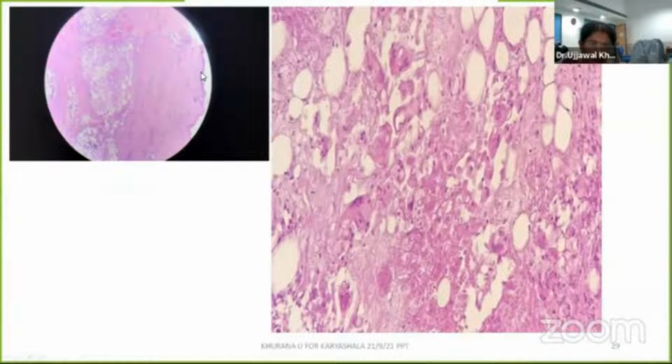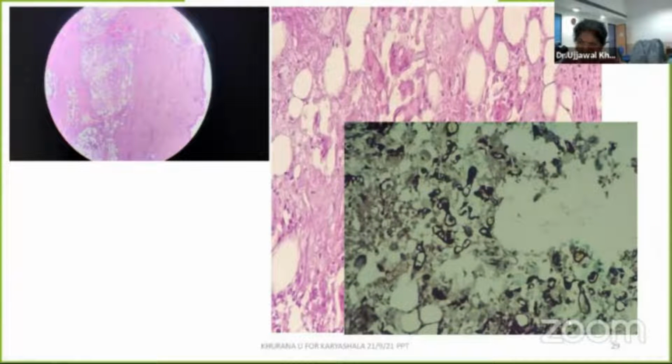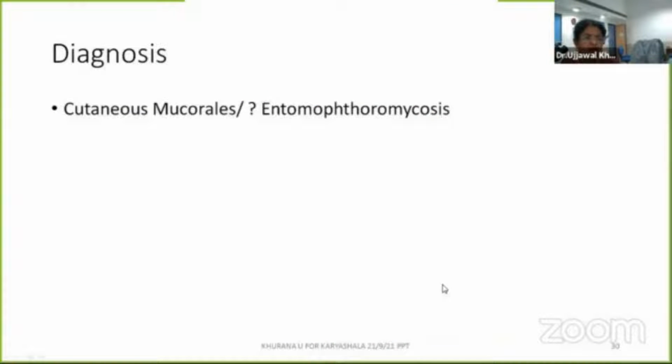A large chunk of skin biopsy they have given us, and we could see that in the subcutaneous tissue there is some inflammation, and there are weakly hematoxophilic, paucisaptate, ribbon-like hyphal structures. There are areas of suppurative inflammation, and some of them had bulbous ends. So from yesterday's talk, I felt it can be cutaneous mucorales. Not much we are able to make out, but there is an occasional hyphal structure sitting out here.